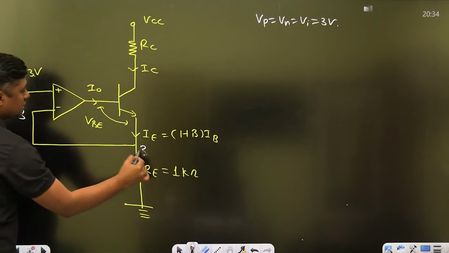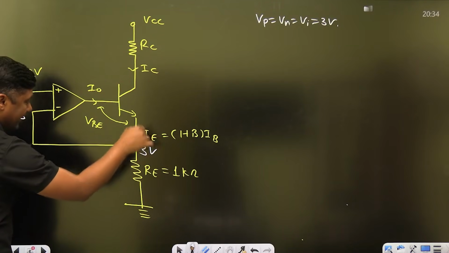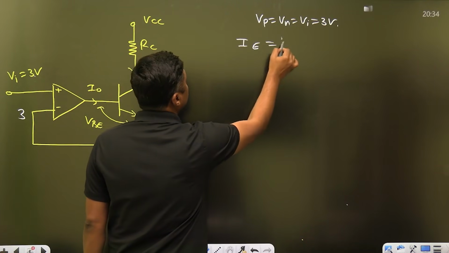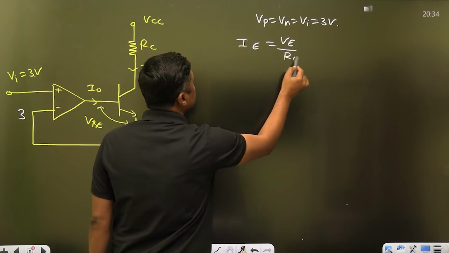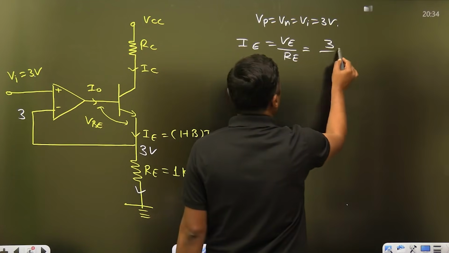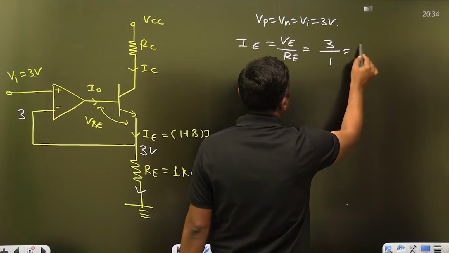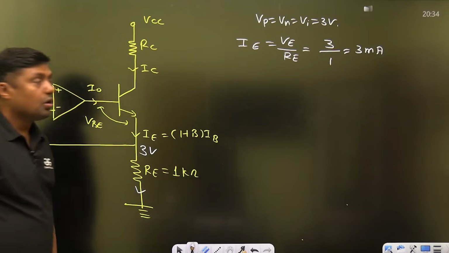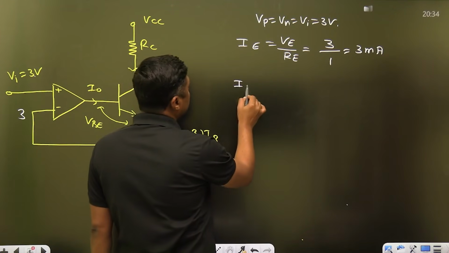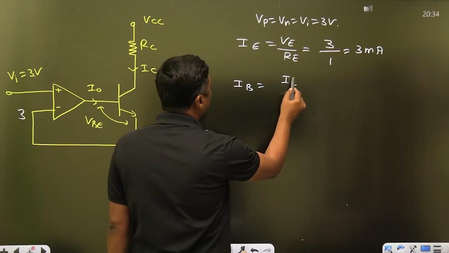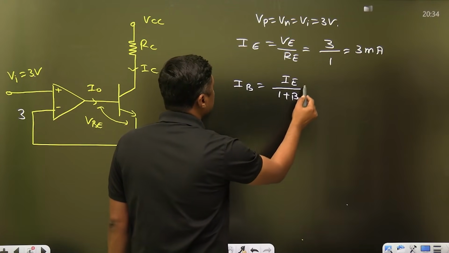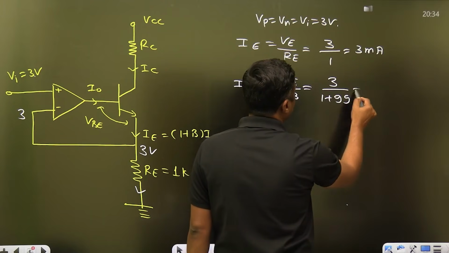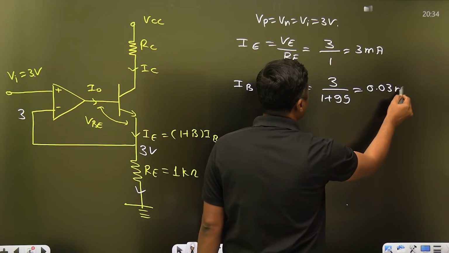This is the 3 volt. This is the 3 volt. Then you can calculate the IE, guys. IE will become VE upon RE. What is the VE? 3 volt upon RE, 1 kilo ohm, 3 milliampere. 3 milliampere. What is the value of the IB? IB is nothing but IE upon 1 plus beta. IE is 3 upon 1 plus 99. So it will become 0.03 milliampere.